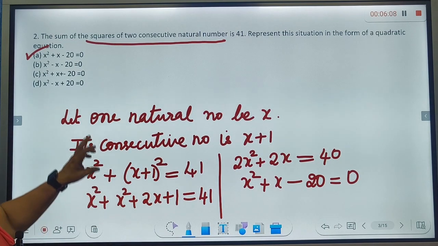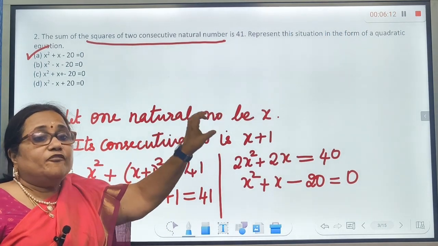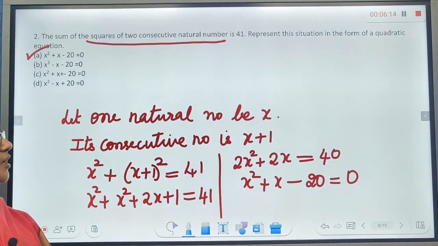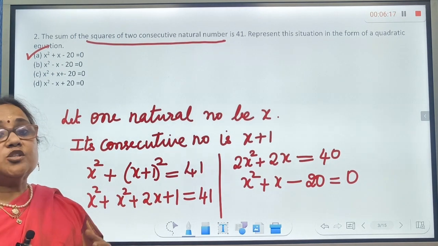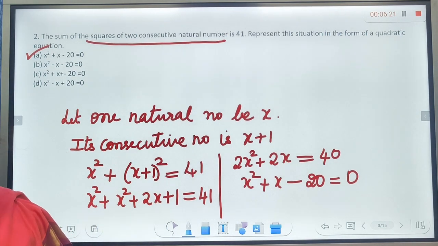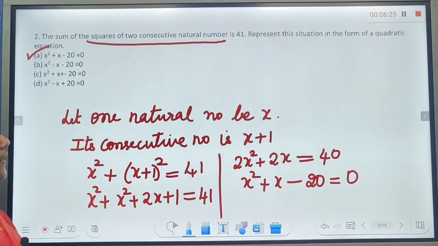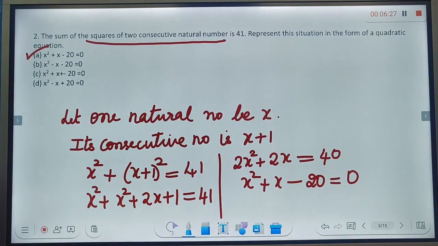So you should know how to write the sum of the squares of two consecutive natural numbers is 41 in the form of a mathematical equation. So if one number is x, its consecutive number is x plus 1, their squares will be x square and x plus 1 the whole square. The sum of the squares is 41. Simplifying, you get x square plus x minus 20 equal to 0.